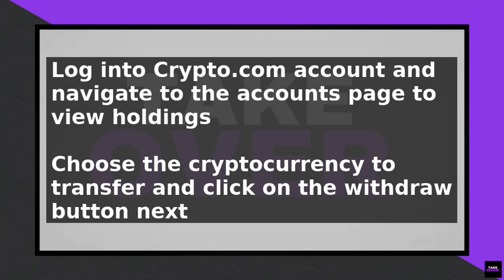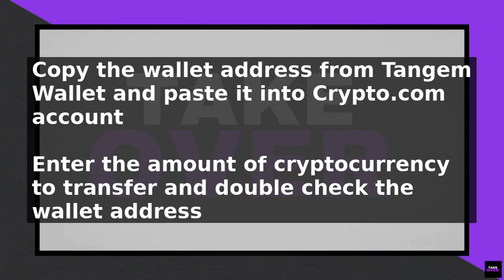Paste the wallet address into the recipient address field and enter the amount of cryptocurrency you want to transfer. Make sure to double-check the wallet address to avoid sending your cryptocurrency to the wrong address. After entering the wallet address and amount, click on the Review button to review the transaction details.